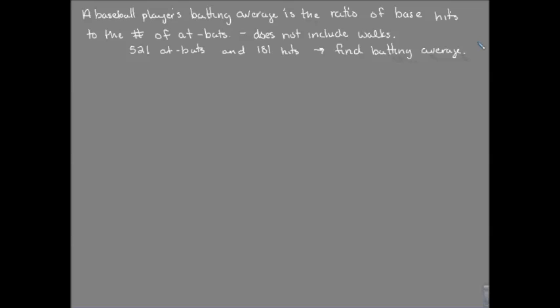Now when you're looking at ratios, what we want to look at is it says base hits to at-bats. That means that base hits would come in front or on top. So this is going to be my numerator, and this is going to be my denominator. So to determine their batting average, I'm going to put their base hits over their at-bats.